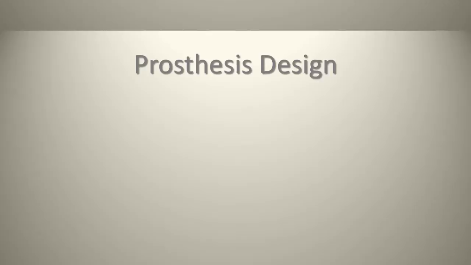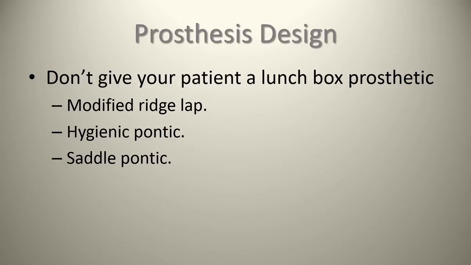So in terms of prosthesis design, a colleague of mine once said in a lecture, don't give your patient a lunchbox prosthetic. So things like modified ridge lap pontics, hygienic pontics, and saddle pontics are different types of pontics or designs we give patients for implant-supported prostheses. What you don't want is to give them a prosthesis where they're going to be building up food. And by food, I don't mean half a sandwich, but subtle amounts of food around the implant that are difficult to clean, such that this patient ends up with peri-implant diseases like peri-implant mucositis or, worst case scenario, peri-implantitis.